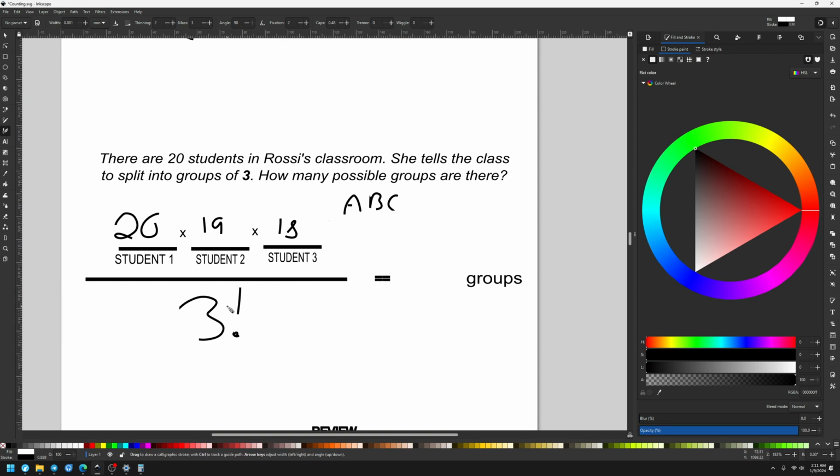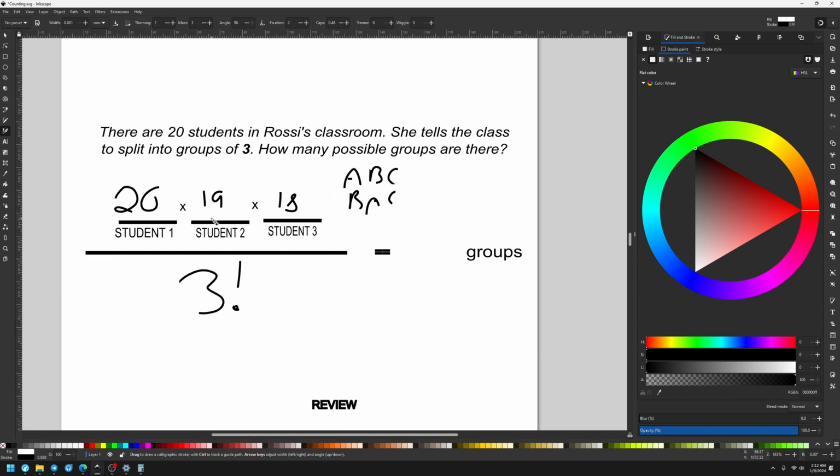We're dividing because we want to account for overcounting, because we're going to have B, A, C, and so on. There's going to be a lot of duplicates, and when we divide by 3 factorial, we get rid of those duplicates.